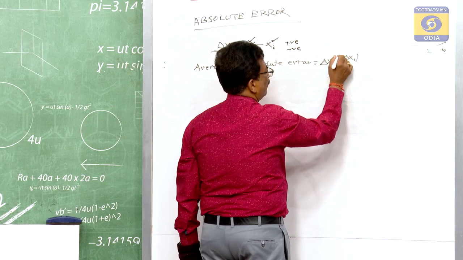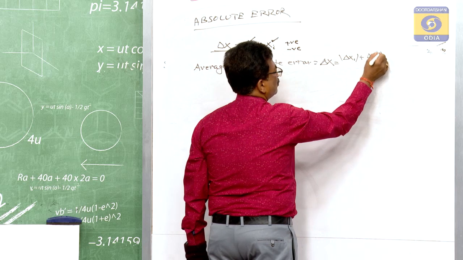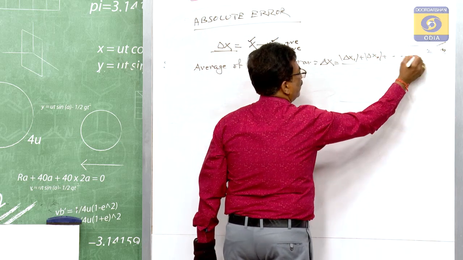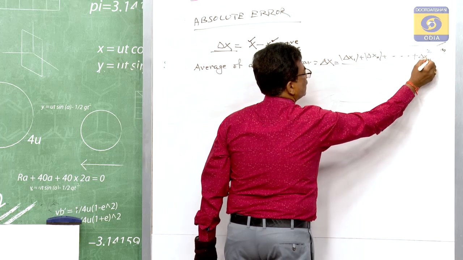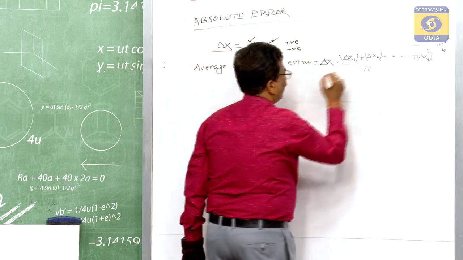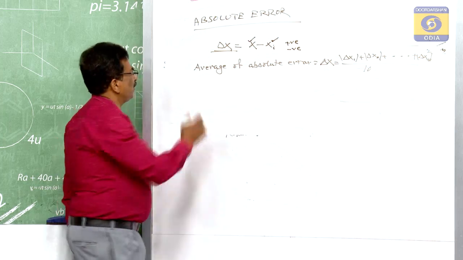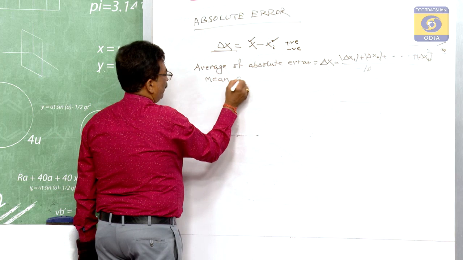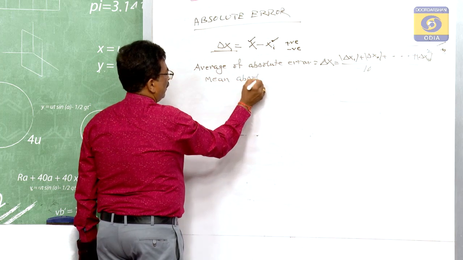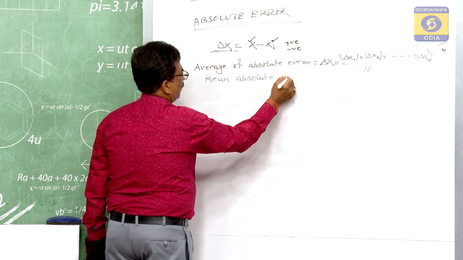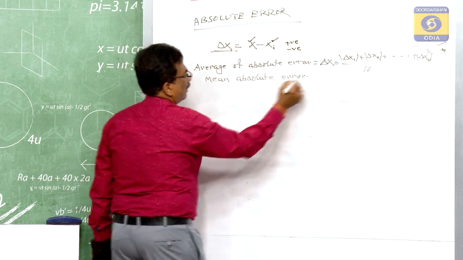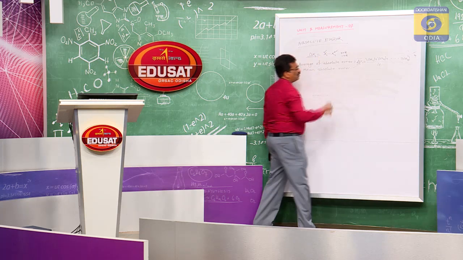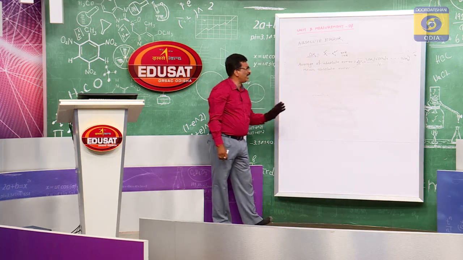The average absolute error is generally written as del x, equal to mod del x1 plus mod del x2, and so on for however many numbers we have taken. Suppose this goes up to del x10, then you divide by 10. This is called the average absolute error or the mean absolute error. In some books it is written as del x, in some books as del x bar.